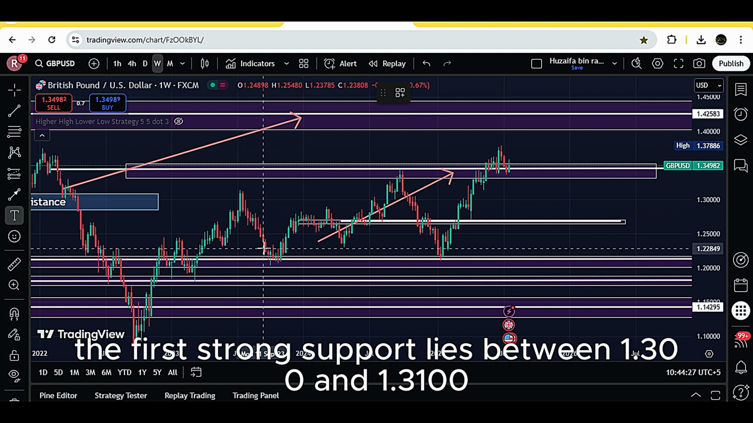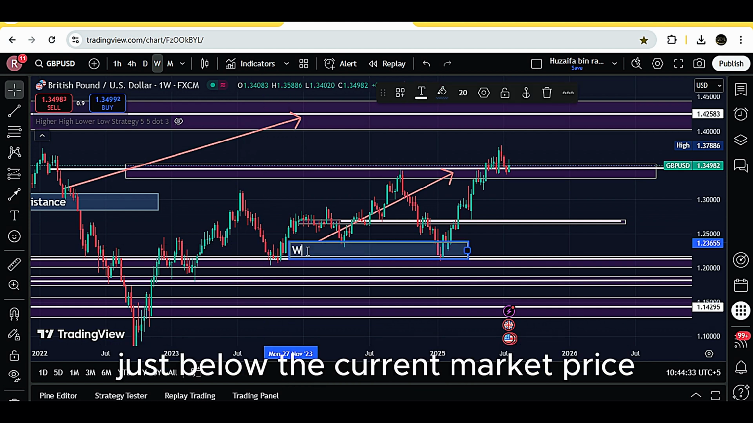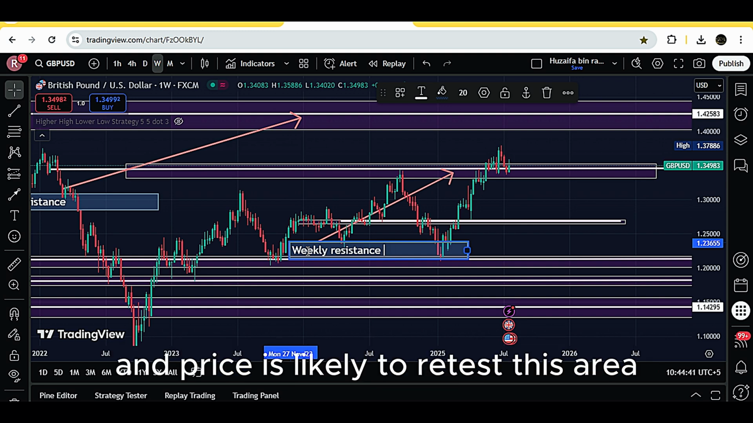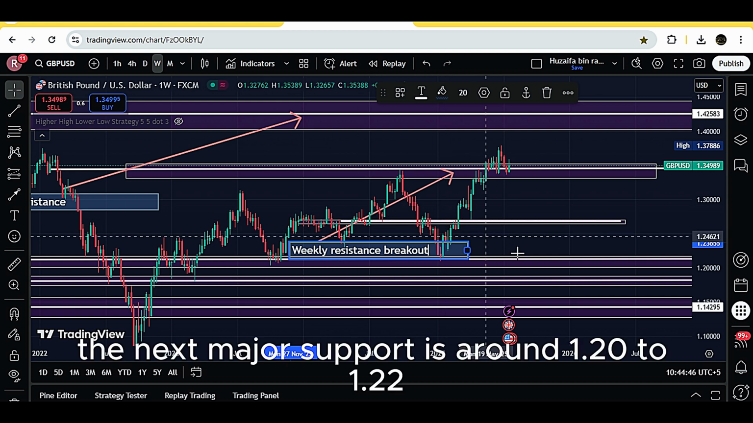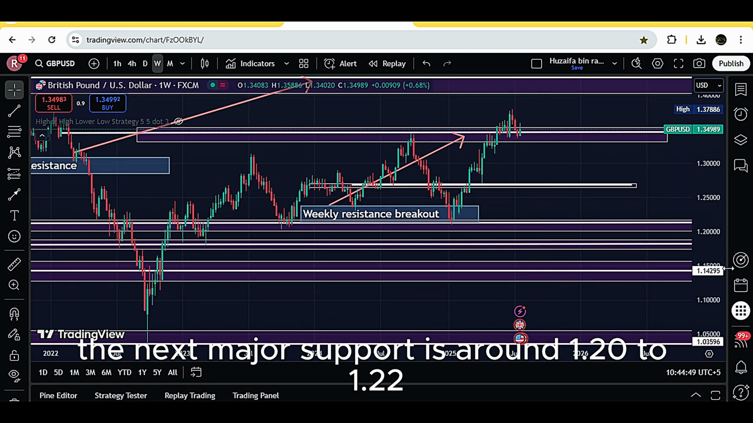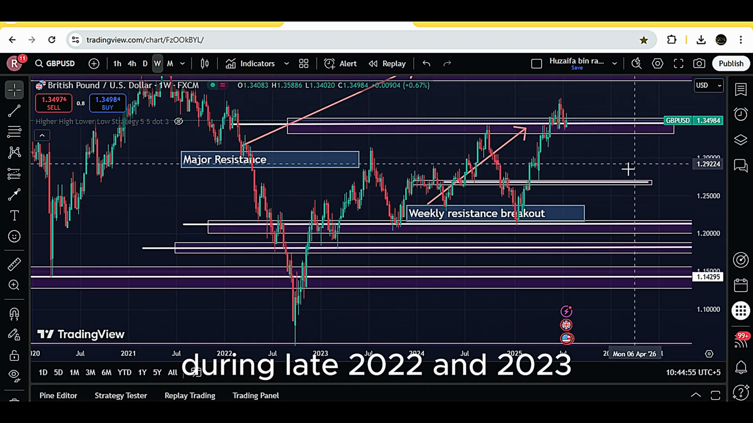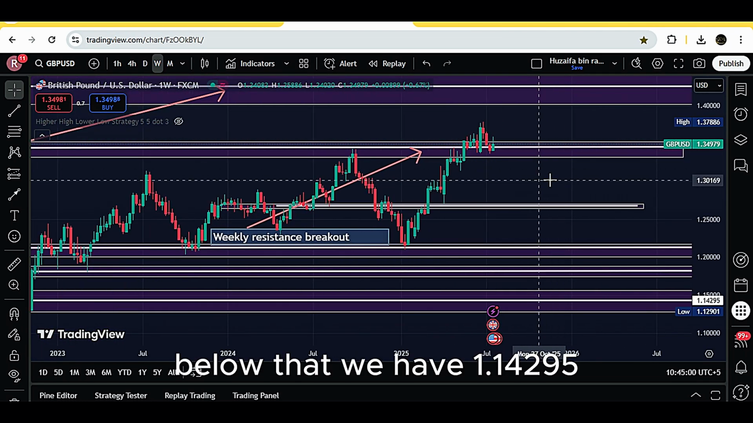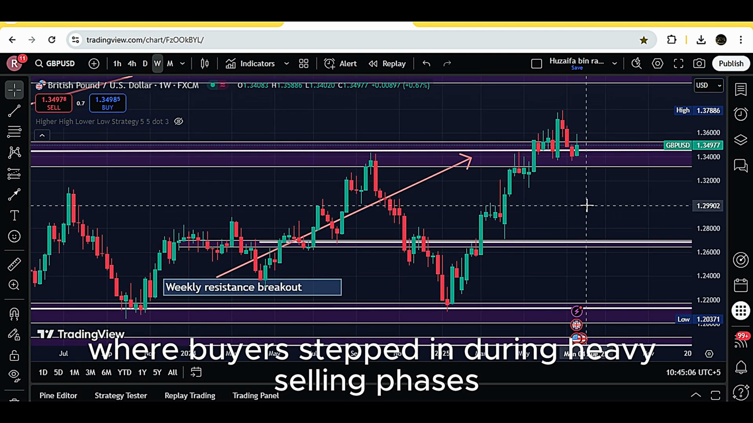The first strong support lies between 1.300 and 1.3100, just below the current market price. This zone was a major breakout level in early 2025, and price is likely to retest this area if the current bullish momentum pauses. The next major support is around 1.20 to 1.22, which acted as a long-term accumulation zone during late 2022 and 2023. Below that, we have 1.14295, which is another critical demand area where buyers stepped in during heavy selling phases.